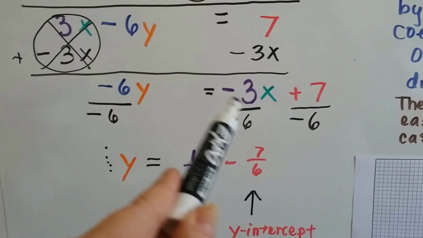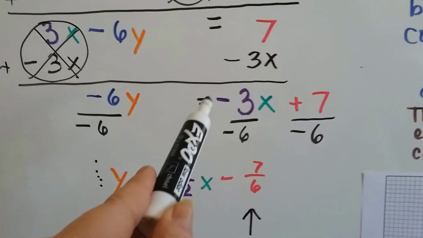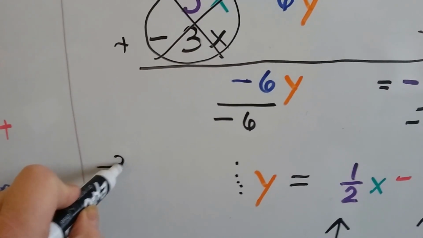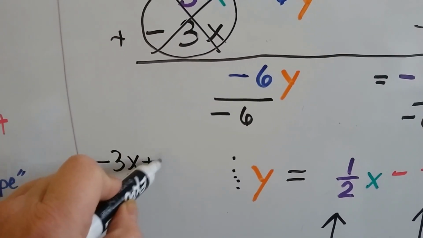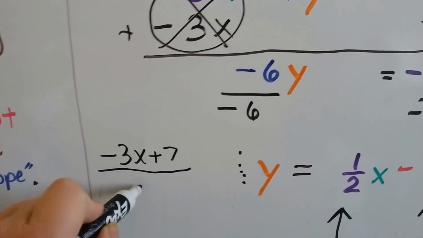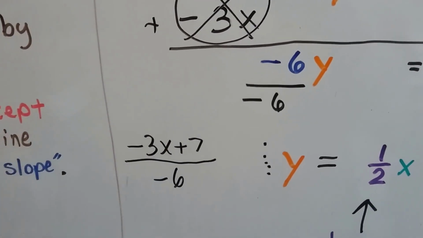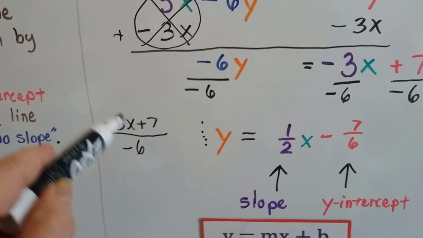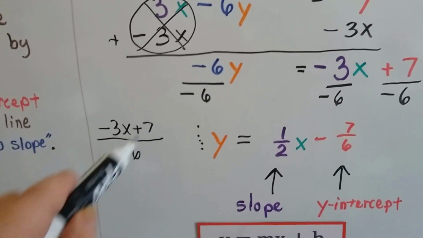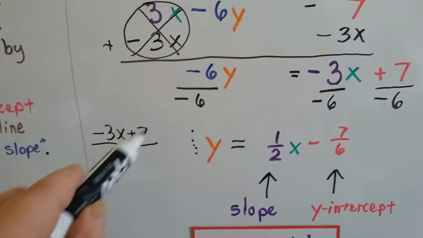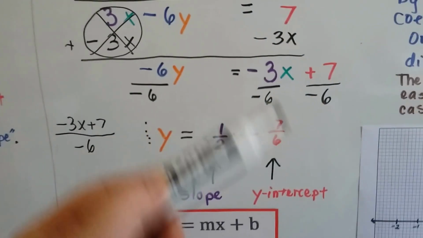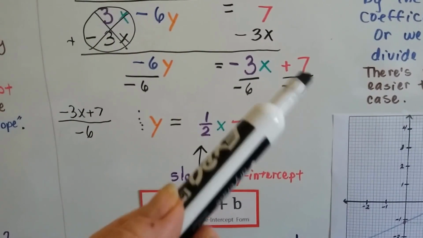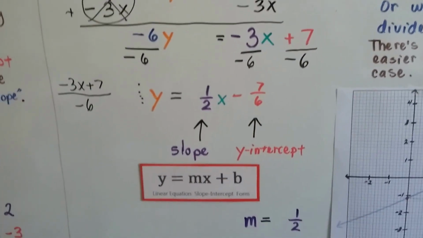Now, I also could have written this, see this -3x plus 7, I could have gone -3x plus 7, and I could have just put one bar and put the -6. Some people do that, and they just write this as the positive half and this as the -7/6. See? This is easier on the eyes when you're first starting, just doing it by each term, okay? Make sure you do it by each term.